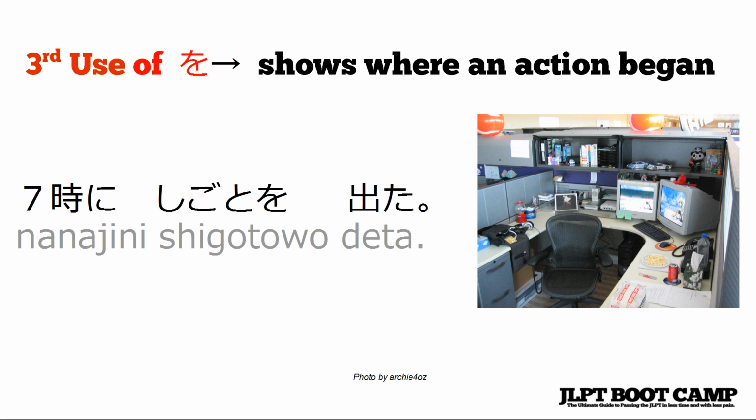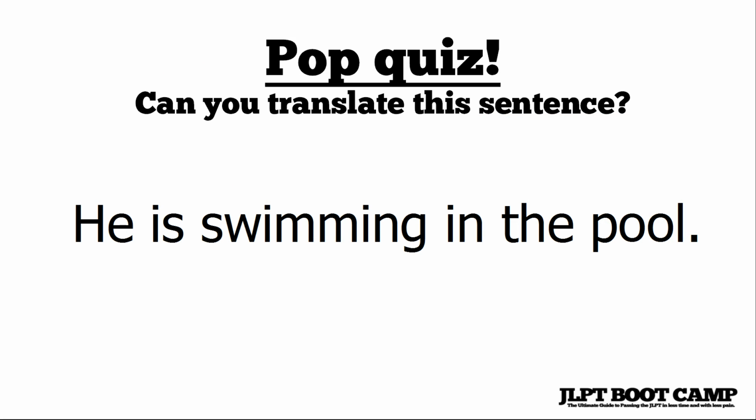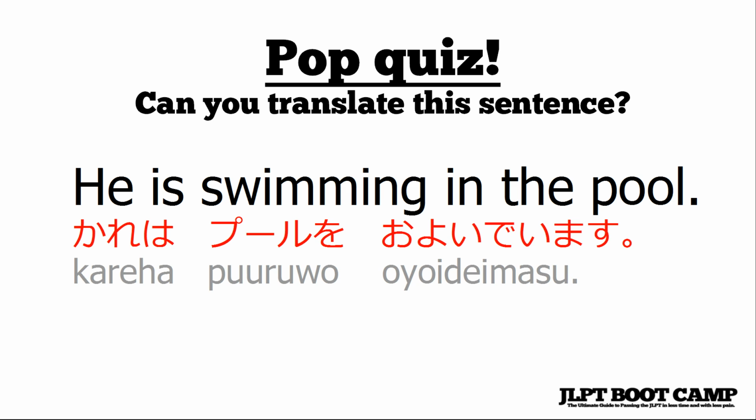Again, pop quiz. Quick translation. He is swimming in the pool. Can you translate that? All right. 彼はプールを泳いでいます. He is swimming in the pool. So this is the second use of O. He's swimming through the pool, so to speak. He's in the pool and he's swimming through it. He's doing an action through something, and so we can use the O particle in this situation.